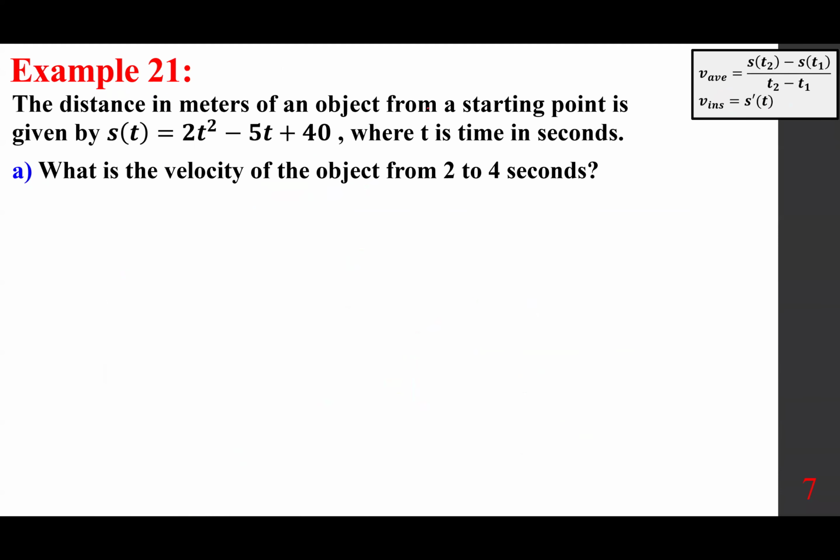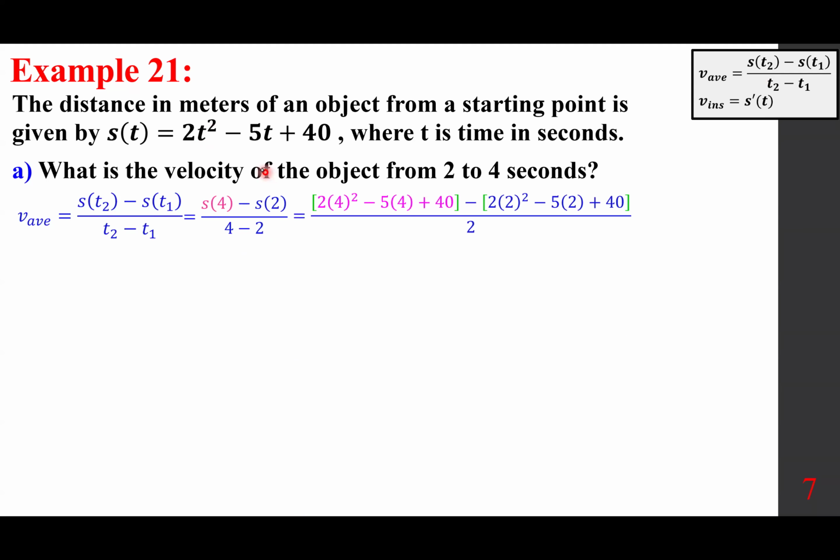The distance in meters of an object from a starting point is given by this function. What is the velocity from 2 to 4? It's the average velocity, total distance over total time. So S of 4 minus S of 2 over 4 minus 2, meaning plug in 4, plug in 2, and evaluate. And that's elementary algebra, becomes 52 minus 38 over 2, which is 7 meters per second.